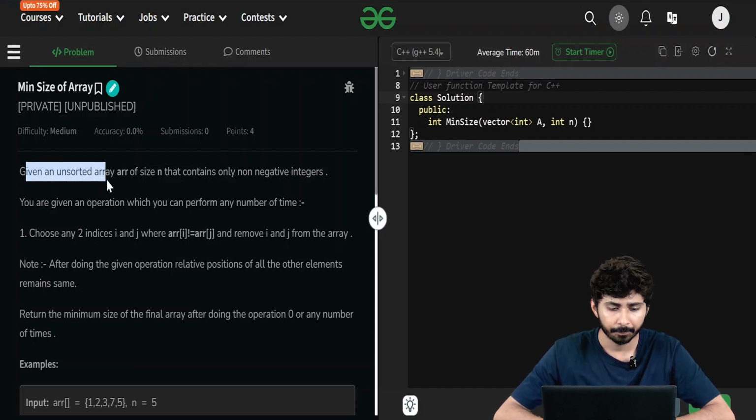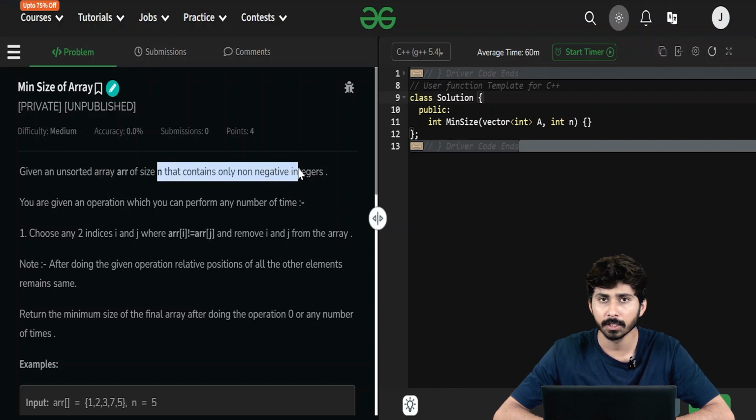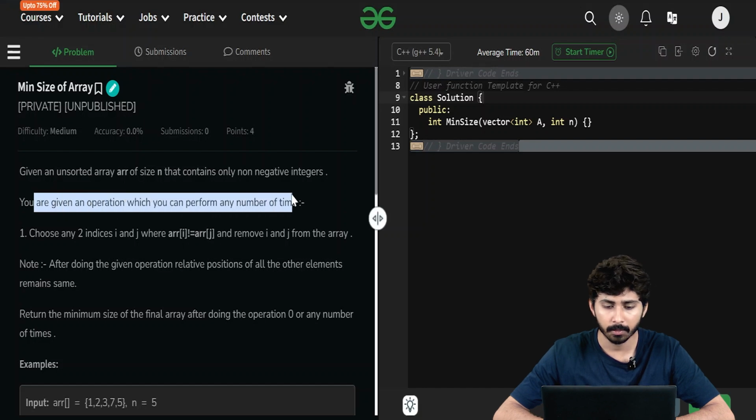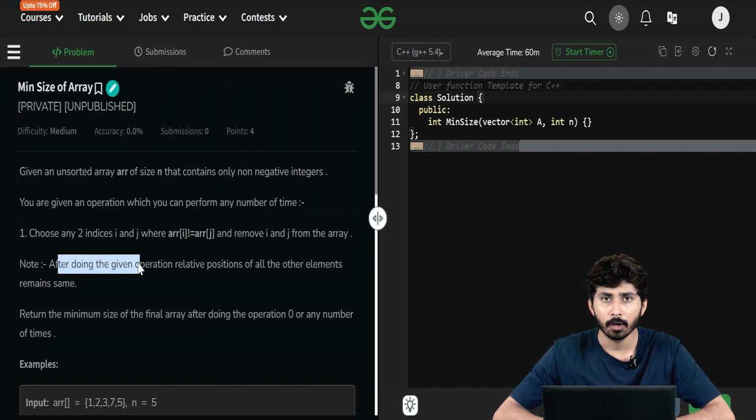Given an unsorted array of size n that contains only non-negative integers. You are given an operation which you can perform any number of times: you have to choose any two indices i and j where the elements are not the same and remove them. So you can select any two elements which are not the same and remove them. But note that after removing the two numbers, the rest of the elements remain at the same position. They do not shift. Their positions are not affected by the elements that you remove.